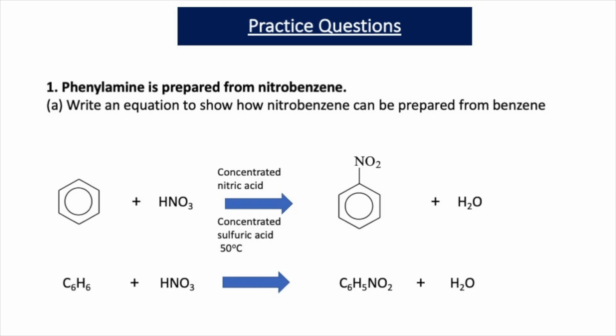So this first practice question is asking you to write an equation to show how nitrobenzene can be prepared from benzene. I've drawn this out here. Benzene plus nitric acid goes to nitrobenzene and water. Now remember, the reaction conditions are concentrated nitric acid, concentrated sulfuric acid, and 50 degrees C. It's also okay here to write the equation as C6H6 plus HNO3 goes to C6H5NO2 plus H2O. Alternatively, you can draw out the benzene rings like I've done on this slide.